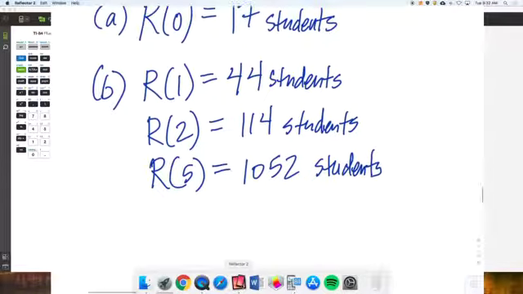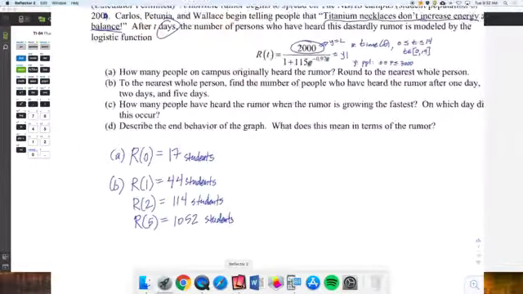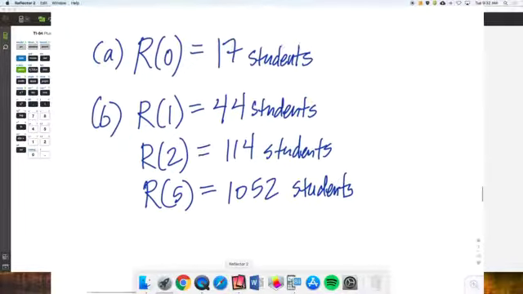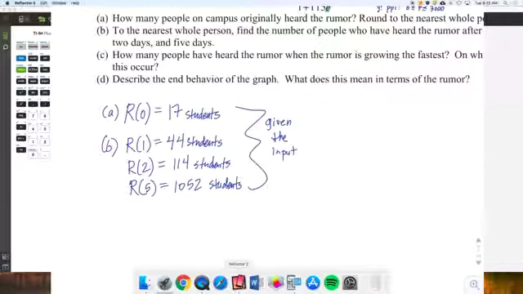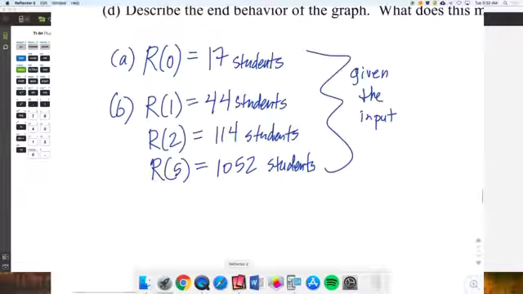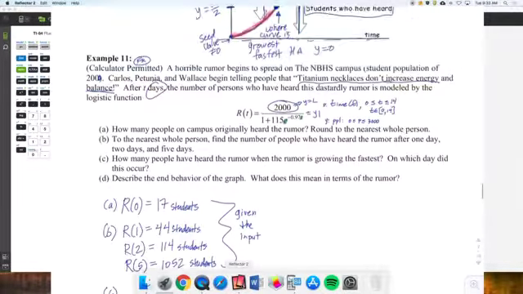But notice how the rumor's spreading. Okay, so these are easy. These are the types of questions where you are given the input. Real easy. It's plug and chug. Just type it into the calculator for X. But look at part C. How many people have heard the rumor when the rumor is growing the fastest? How many people have heard the rumor when the rumor is growing the fastest?